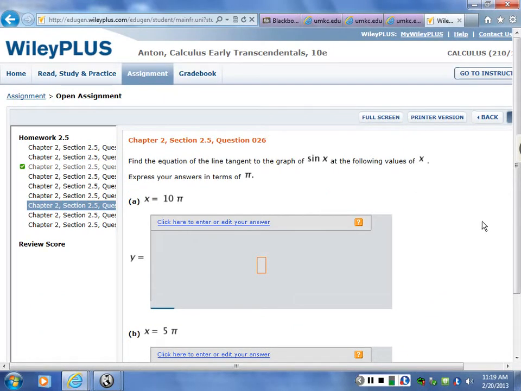kind of a good approach to a problem where you can think about it or you can graph it and kind of see what's going on, but you should also be able to do it by using the definition of the derivative and plugging in pi. So you're writing the equation of the tangent line of y equals sine x at the following x values. So we have these multiples of pi. So 2.5, number 26.